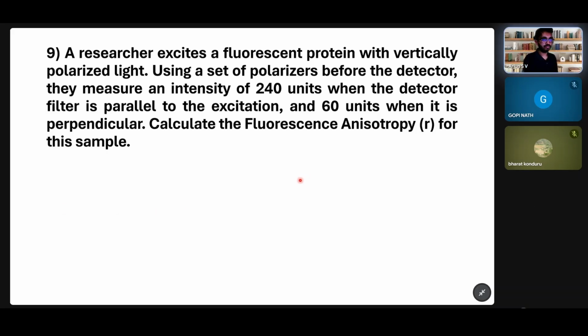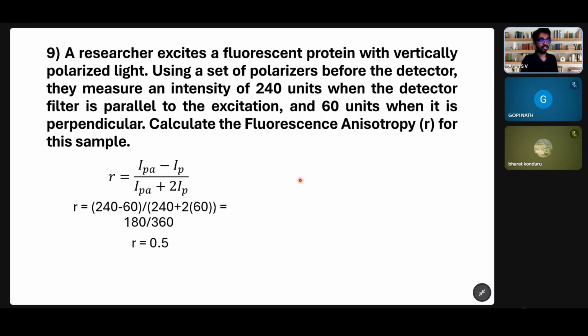Okay, we'll proceed to solve the answer. So basically, there is this one simple formula that we saw in the last lecture of week 4's lectures, where we saw that the isotropy factor R is given by this formula: I parallel minus I perpendicular divided by I parallel plus 2 into I perpendicular. So this was the formula that we saw.